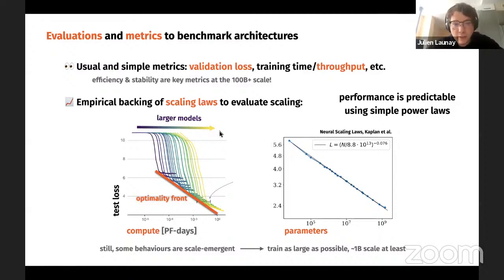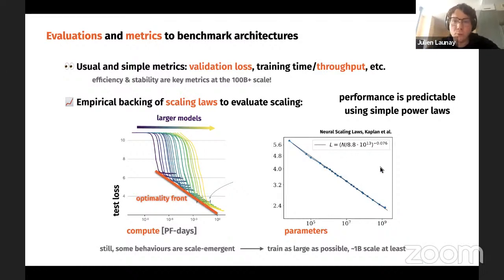If you train increasingly larger models, each of these curves is a model that you are training, and this is your loss and here your compute budget. You can see that you always want to stick to the bottom left, because you want the lowest test loss for the lowest compute budget. And you can see there is this optimality frontier, this Pareto frontier essentially, of an optimal point where you want to be. And this is a scaling law that you see here.